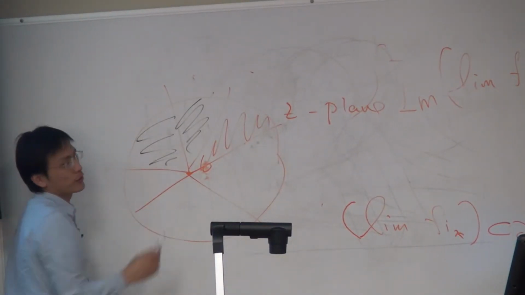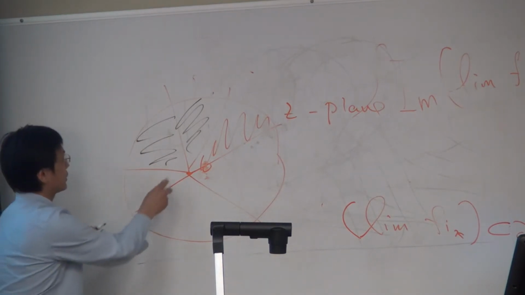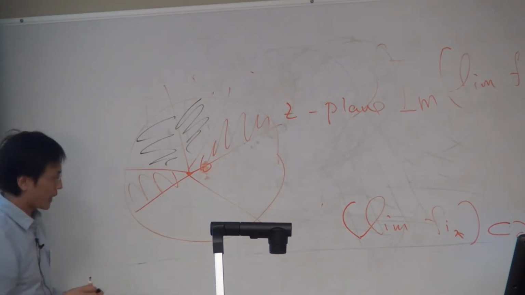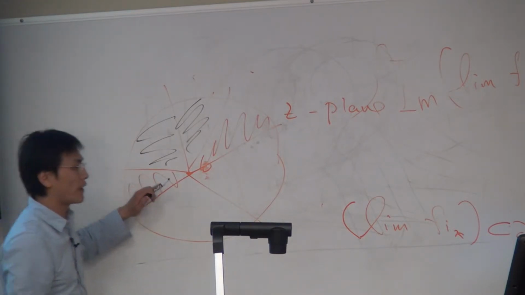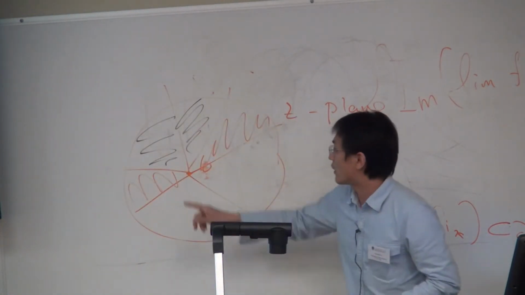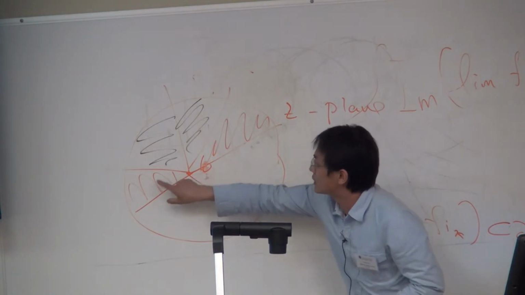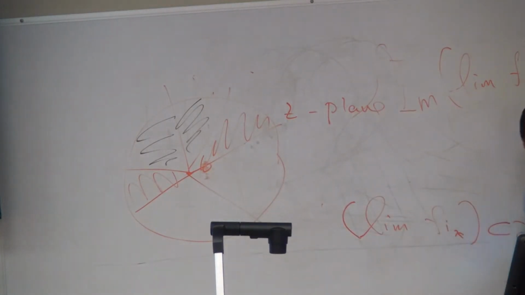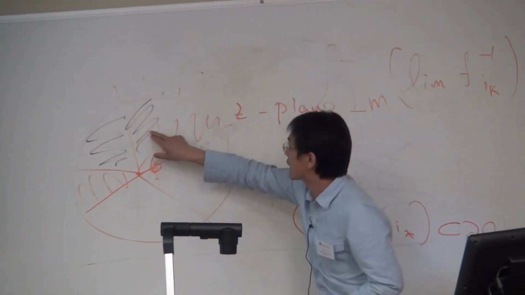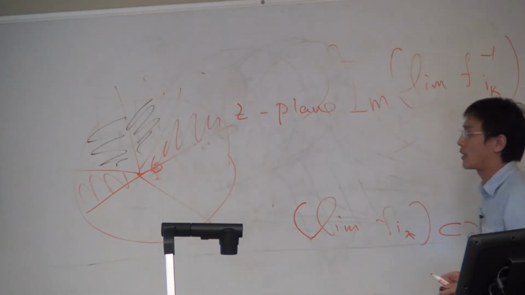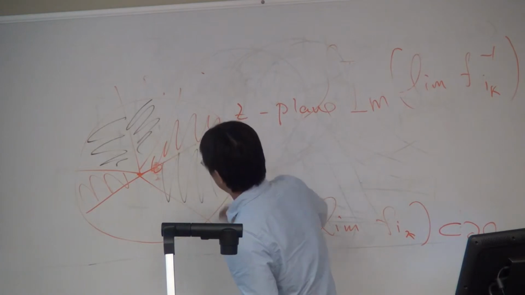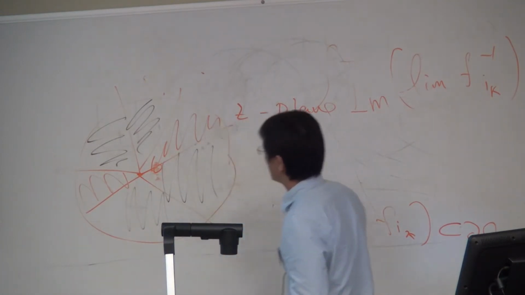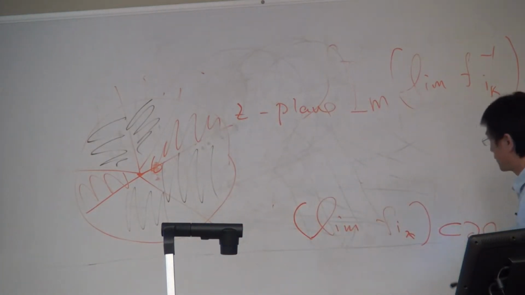This sector is also strongly pseudo-concave, but this sector is strongly pseudo-convex. What do I mean by this sector is strongly pseudo-convex? That means the inverse of this projection of this sector is strongly pseudo-convex. The inverse projection of this piece is strongly pseudo-concave. Concave, yes. So this might be strongly pseudo-concave. This is also strongly pseudo-concave.